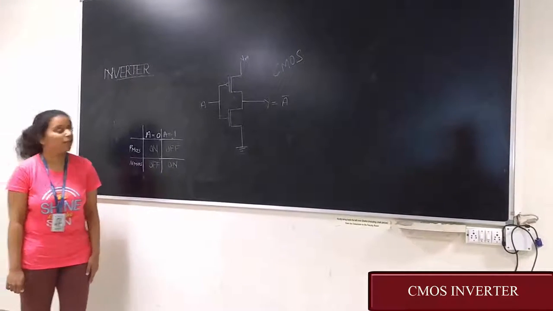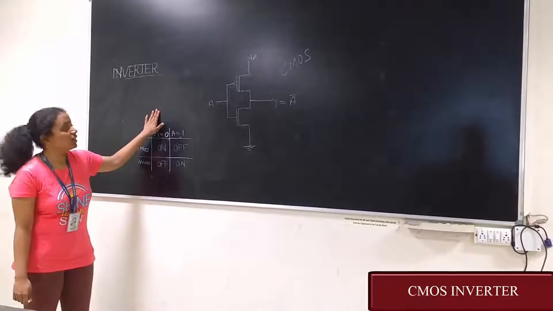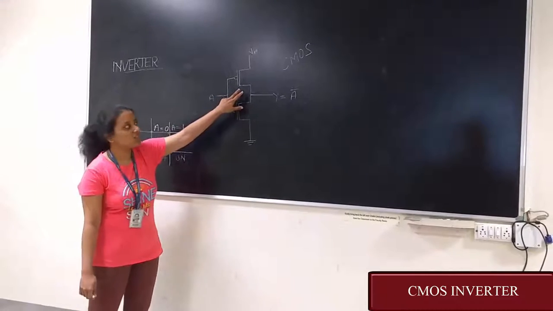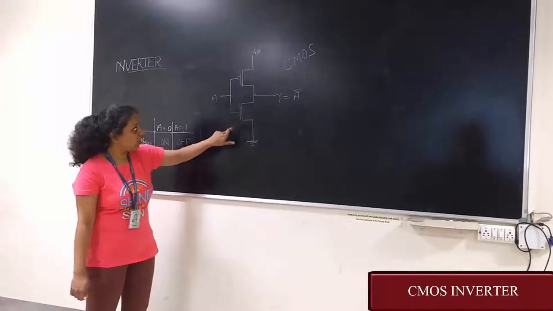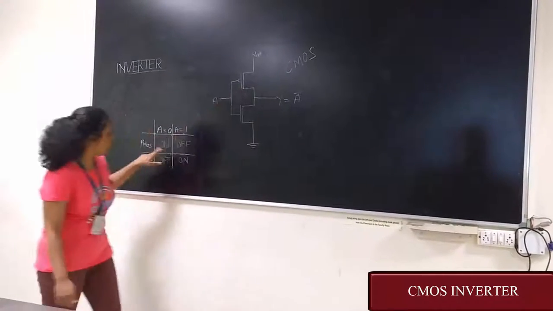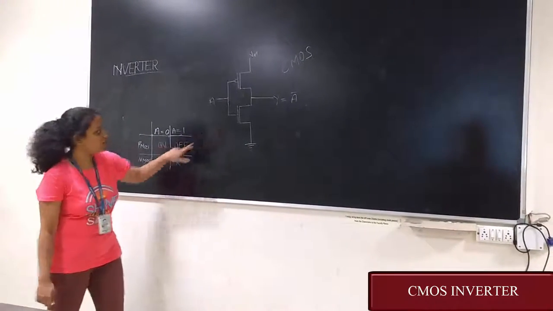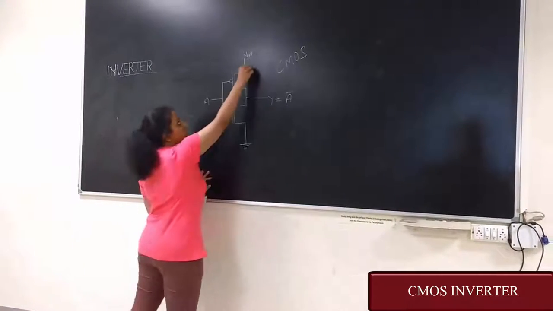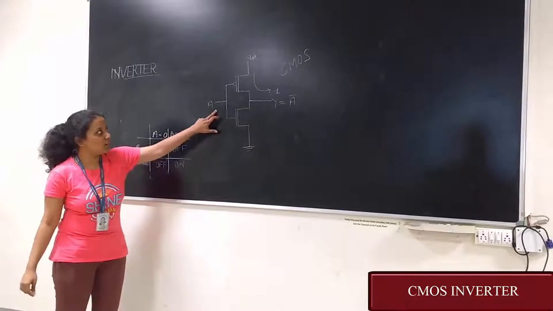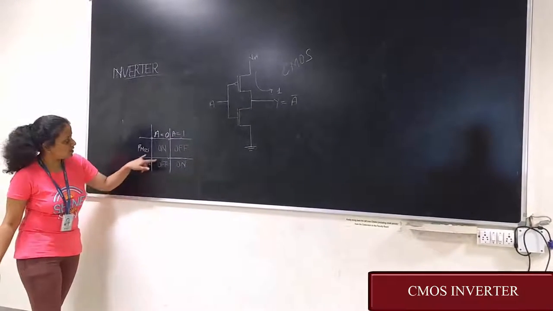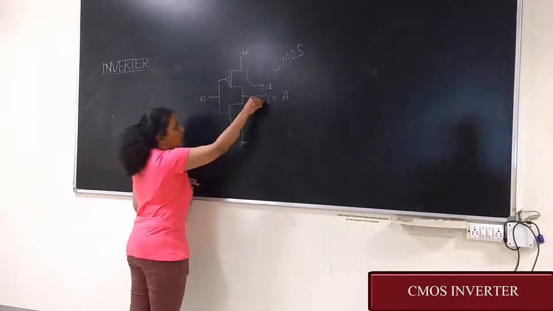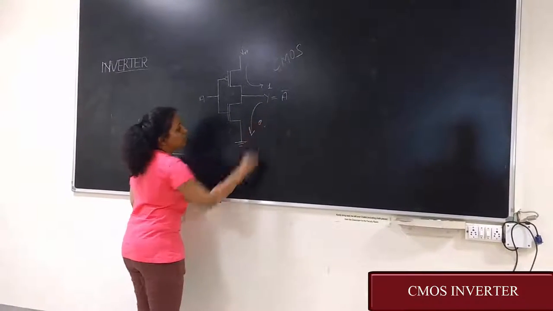Welcome to VLSI Lab. Today we are going to learn about the inverter. It is a CMOS inverter, and it consists of a PMOS and an NMOS. Here, when we give input as 0, PMOS is on, as you can see here, and NMOS is off. That's why the VDD goes to the output and we get 1. When input is 1, as you can see here, PMOS is off and NMOS is on. As a result, the output will go to ground and we get output as 0.